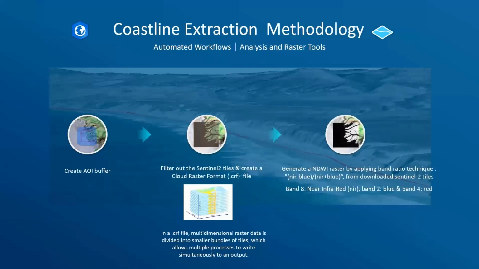And then generating the NDWI raster by applying the band ratio technique. This is the formula: NIR minus blue divided by NIR plus blue. This is the formula we applied to the downloaded Sentinel-2 tiles to get the NDWI raster. And using a blue band, we observed a better result, so we stick to that formula in my case study. And to use this raster calculator function, we need the image or spatial analyst extension.